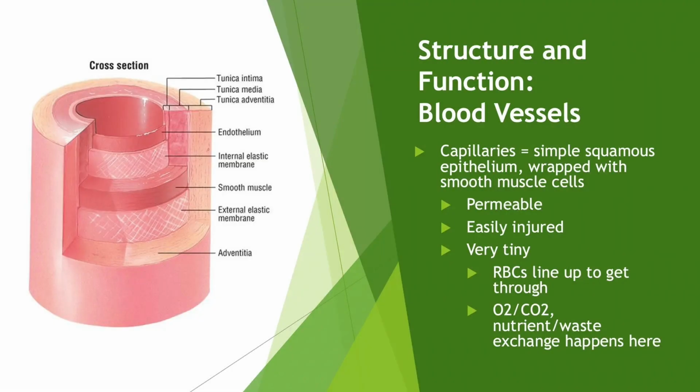Looking at the structure of blood vessels more closely, capillaries are made of simple squamous epithelium wrapped with smooth muscle cells. They are permeable, allowing substances to pass through, but are also easily injured. Capillaries are very tiny, so small that red blood cells must line up single file to get through them. This is where the critical exchange of oxygen, carbon dioxide, nutrients, and wastes happens between the blood and body tissues.